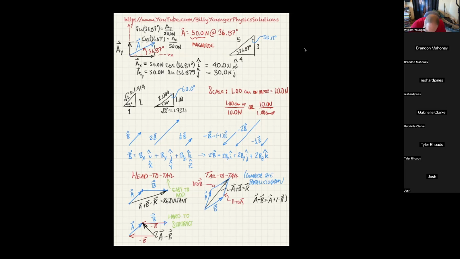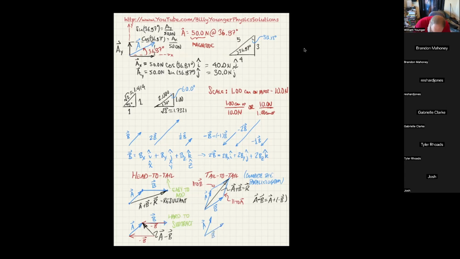So when they're tail to tail, I'm going to say this guy goes up and over 3. So that's my A vector. And my B vector is going to go up 2, but over 3 as well. 1, 2, 3. So that's going to be like this. So there's my B vector.